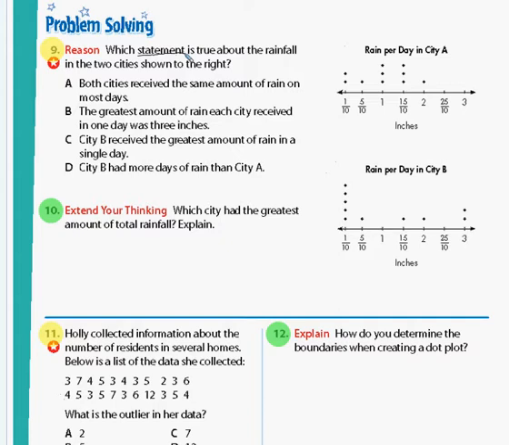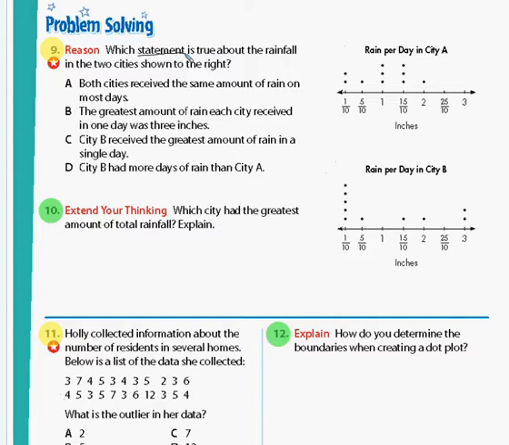Answer choice B. The greatest amount of rain each city received in one day was 3 inches. Answer choice C. City B received the greatest amount of rain in a single day. And answer choice D. City B had more days of rain than City A.